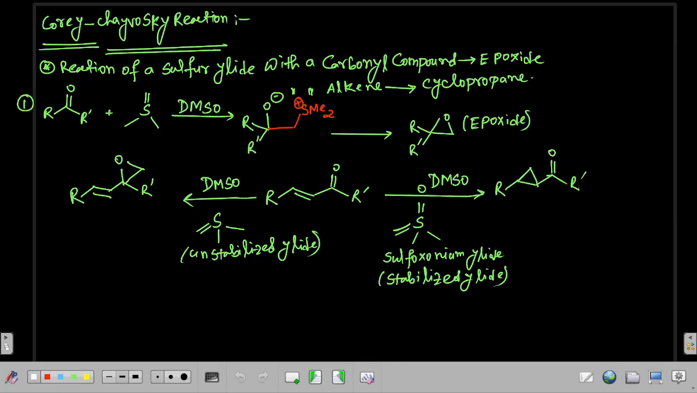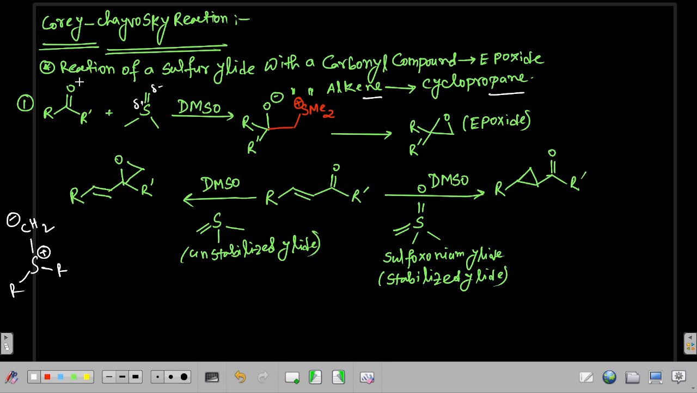Next is Corey-Chaykovsky reaction. This is a reaction of sulfur halide with a carbonyl compound to give epoxide, and in case of alkene it will give cyclopropane. So this is a sulfur halide, because in sulfur halide, sulfur will be positive and carbon will be negative. Here carbon is negative and sulfur is positive.